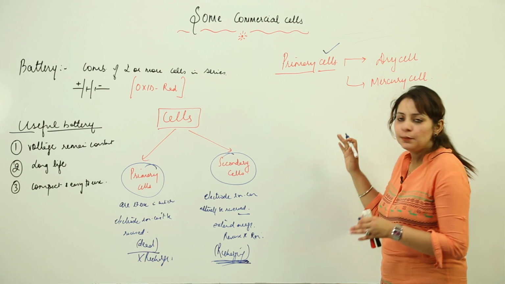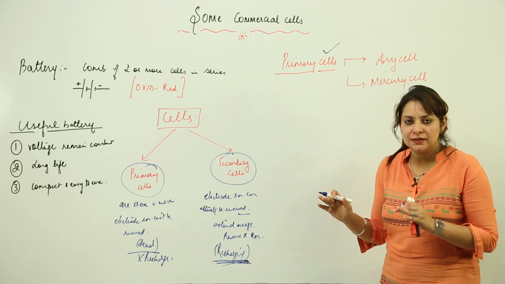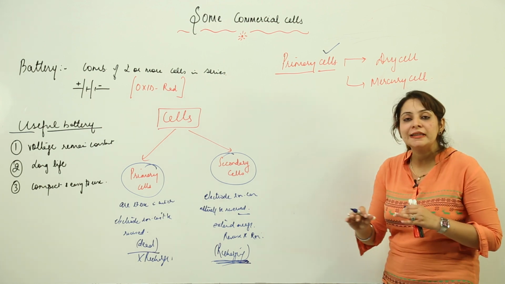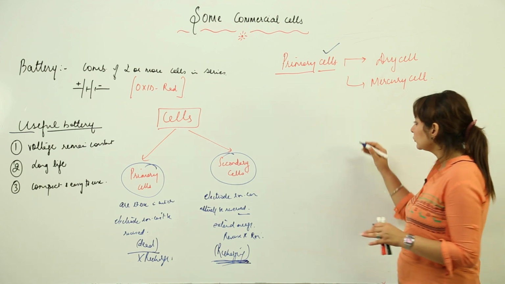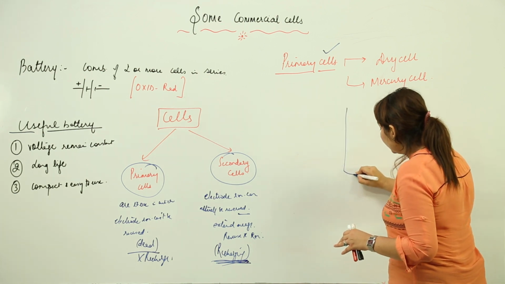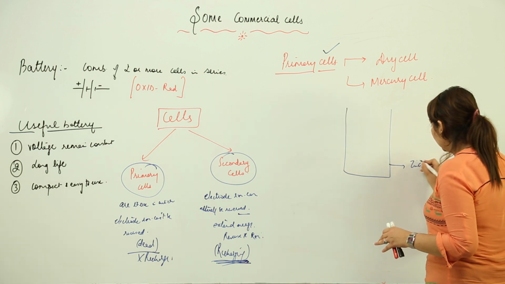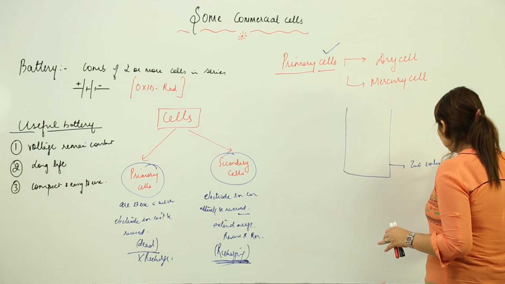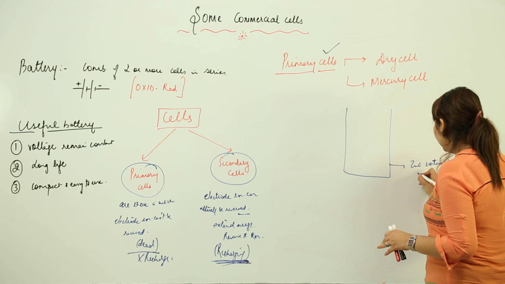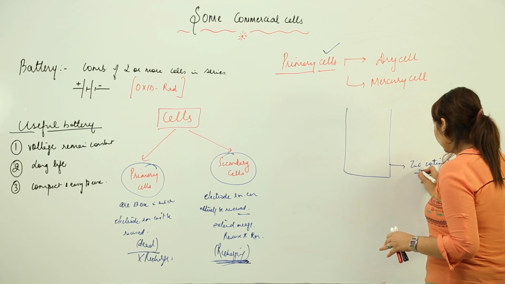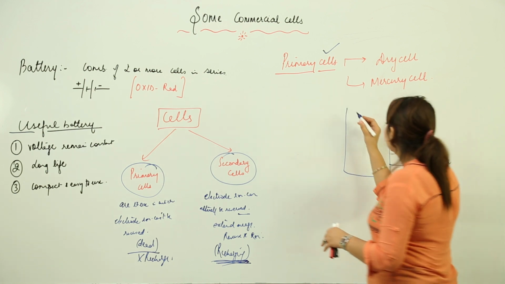So this is the basic thing about the dry cell, that it is a primary cell. Now just look at how it is formed. It is formed of a container, which is made of zinc. So there is a zinc container acting as the anode.